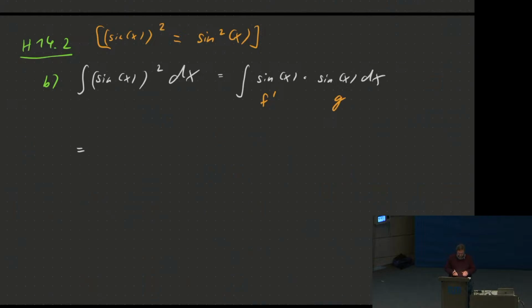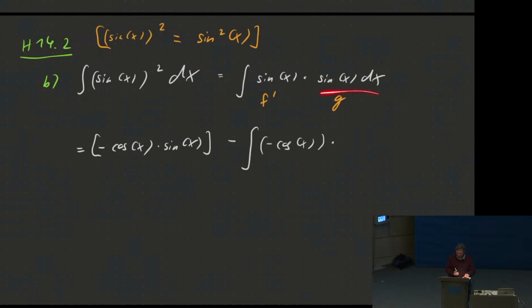Well, if we do that, we need to integrate that sine function. The integral of the sine is the negative cosine. So that's minus cosine x times sine x. And then we subtract the integral of, well, we integrate this part here. Again, that's minus cosine x. Times, and then we differentiate the sine, and that simply yields the cosine.